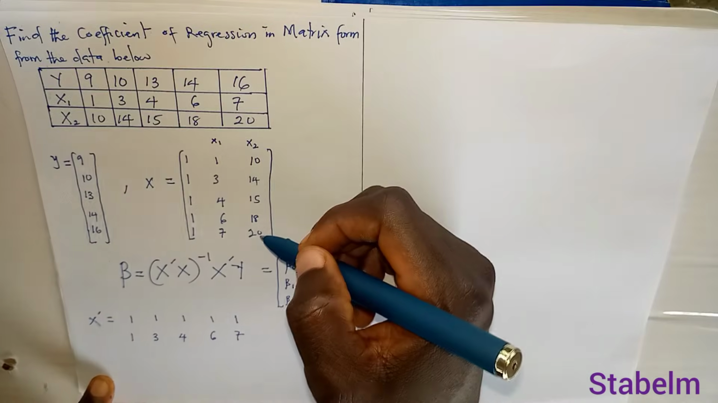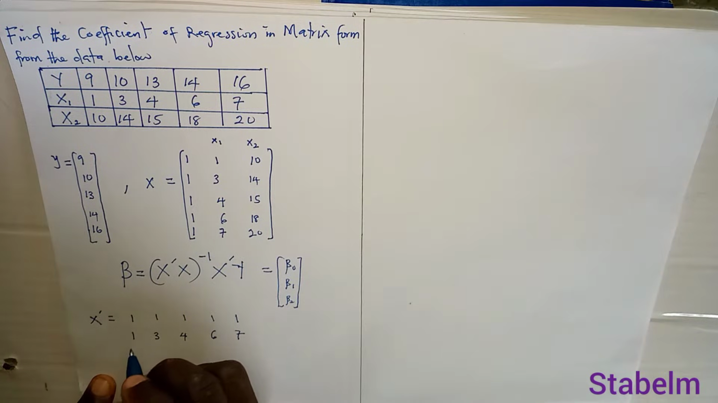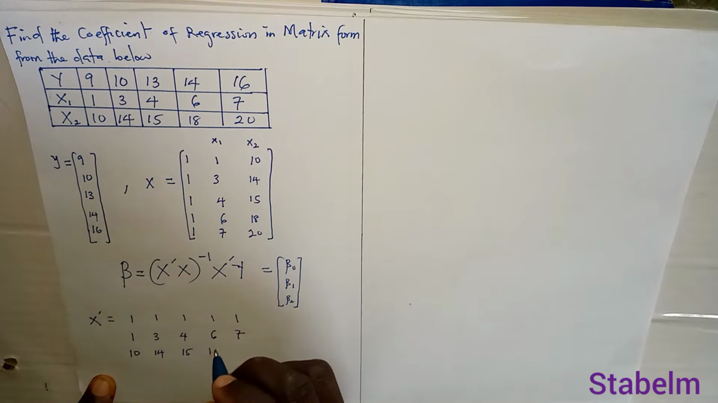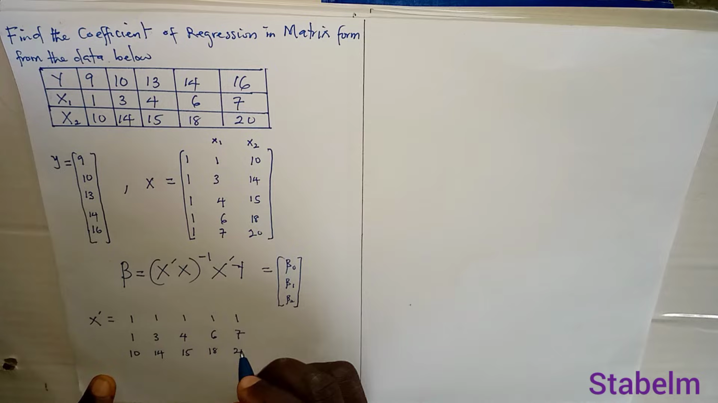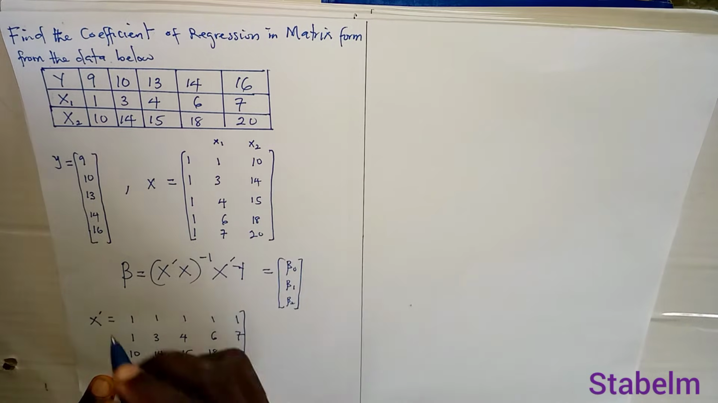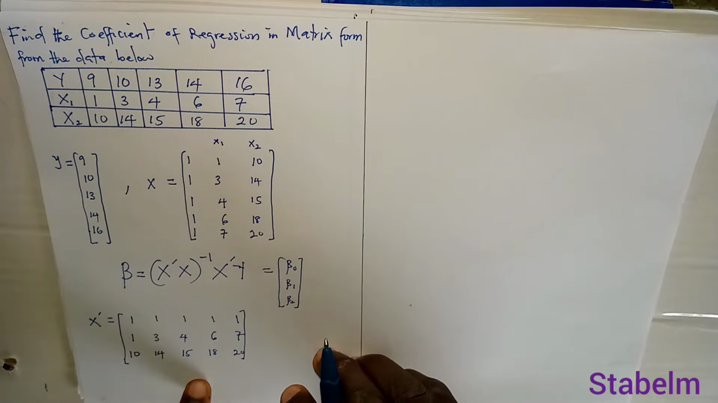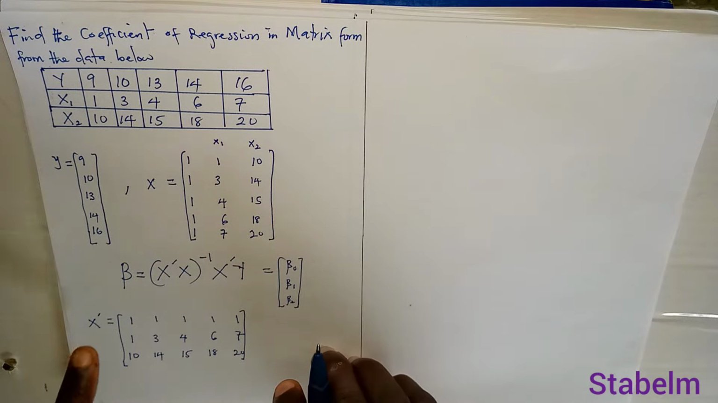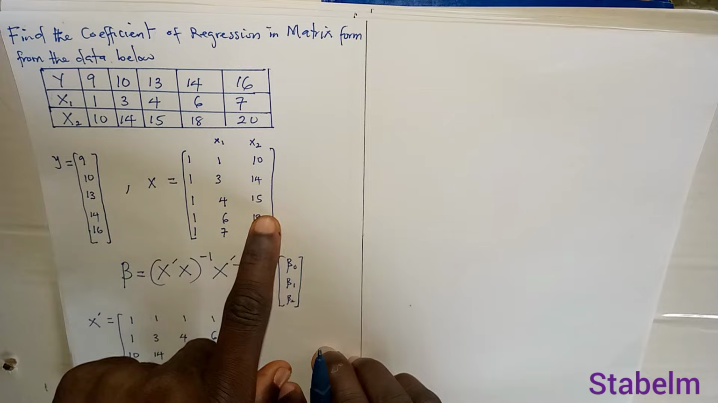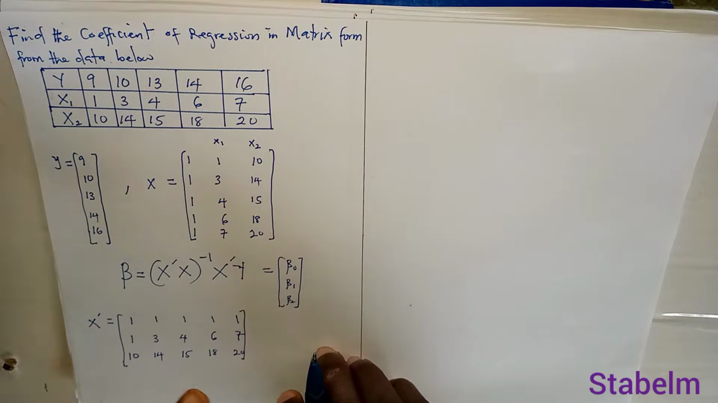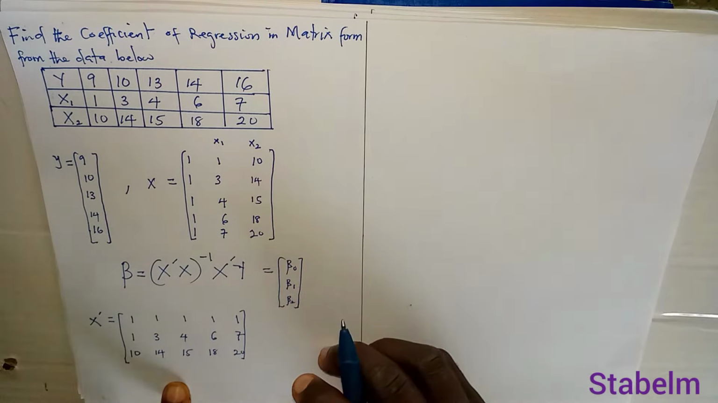The third column becomes the last row here: 10, 14, 15, 18, then we have 20. So this is our x prime. Now the first thing we are going to do here is to multiply this x prime by this x. We'll multiply x prime by x. So how do we do that?